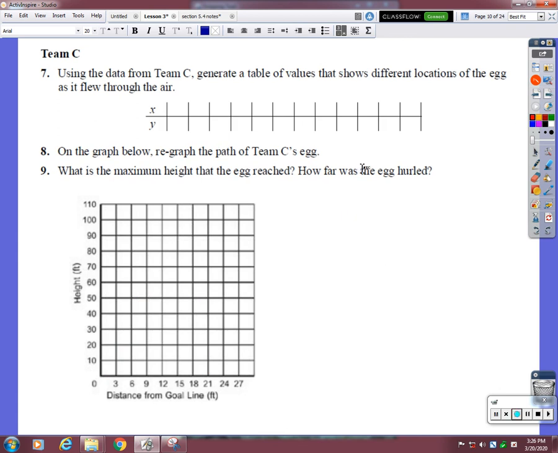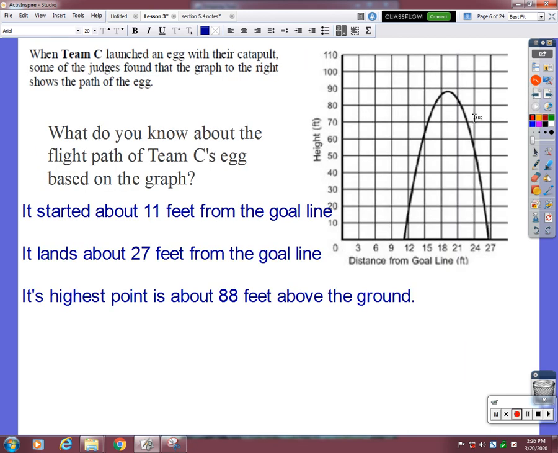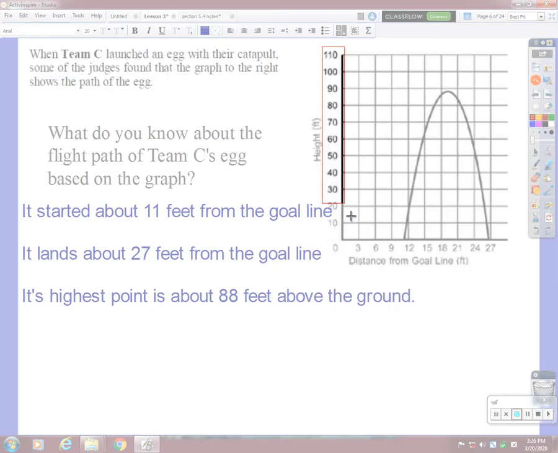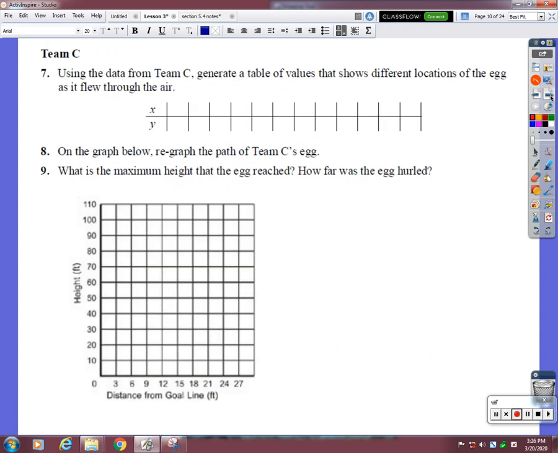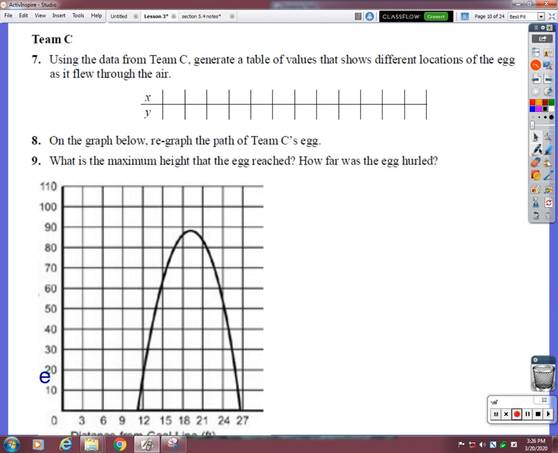So now we need Team C. So Team C, using the data to generate the table. Well, I don't want to because for Team C, we already had the graph, and that's what we're going with. So what I'm going to do is just steal this graph and put it over here. Let's just paste that bad boy right into here. So there's our graph. If we wanted to, we could grab the different values, but I don't see how that does us any good.